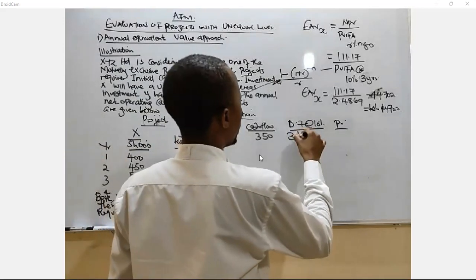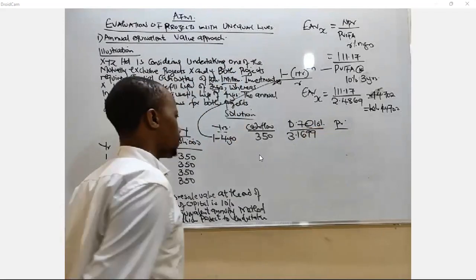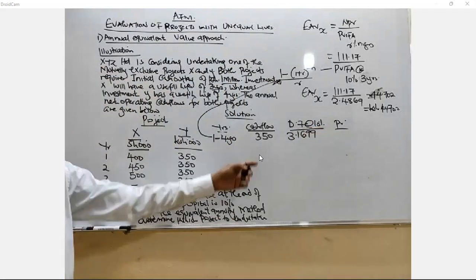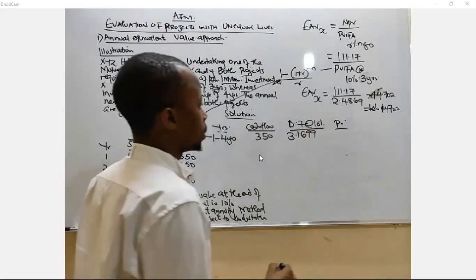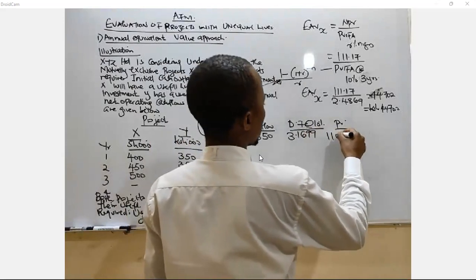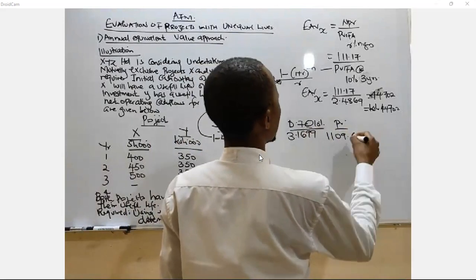3.1699. What is the present value when you multiply your cash flow of 350? 1,109.45.